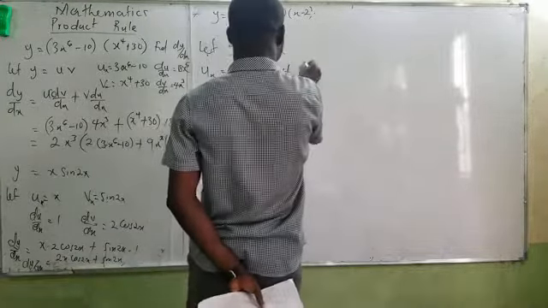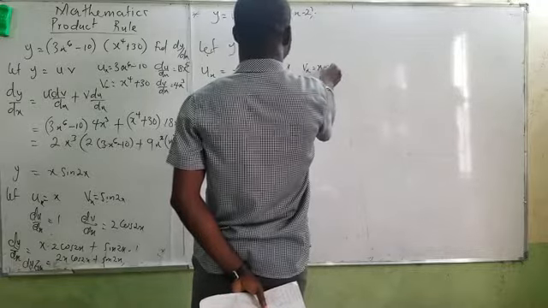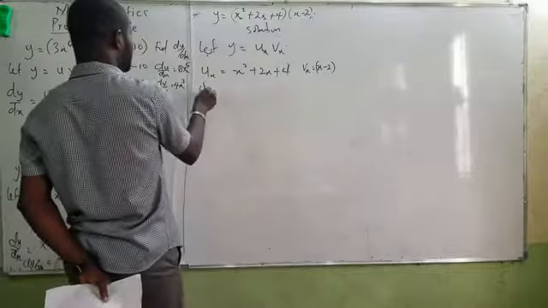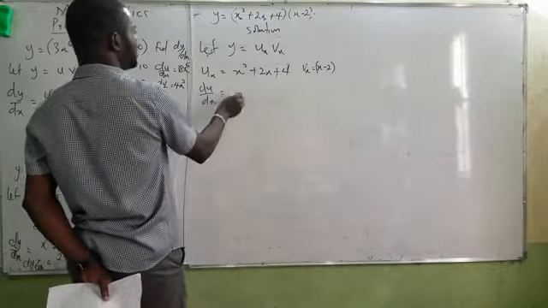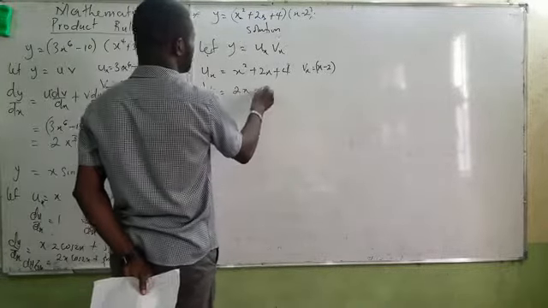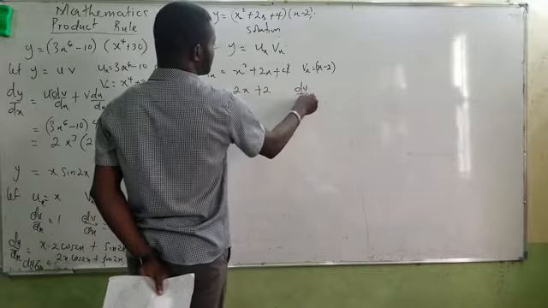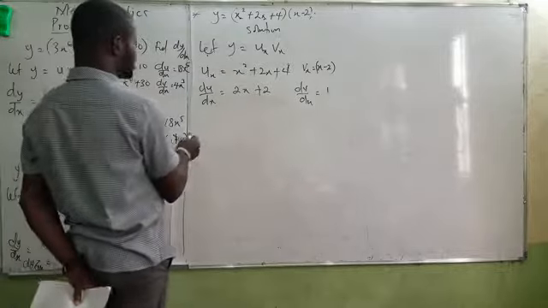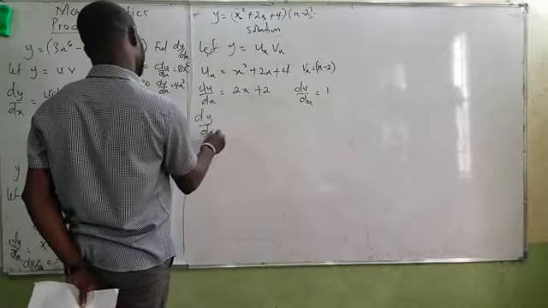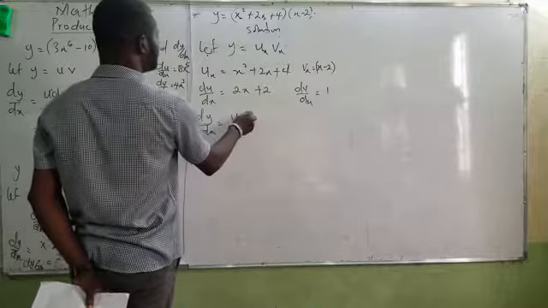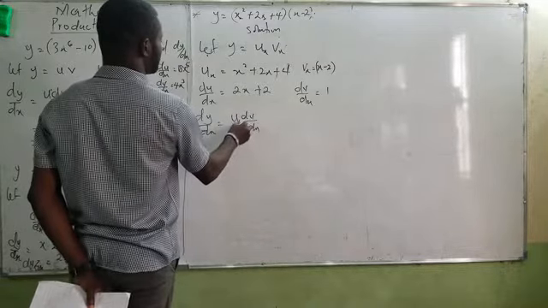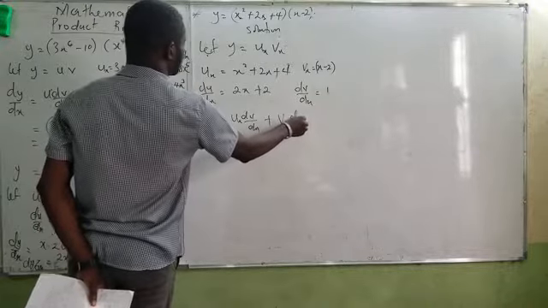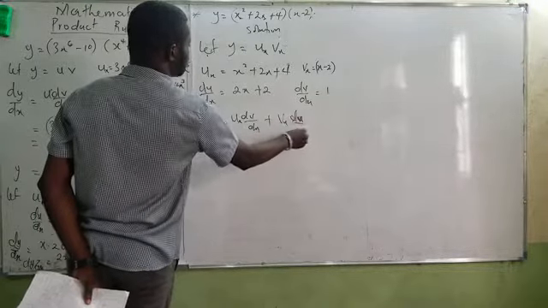Which I'll be having v of x also will be x minus 2. Now I can answer that dy/dx will be equals to 2x plus 2. The x equals to what? 1. And I can answer that dy/dx will be equals to u dv of x plus v of x du of x.